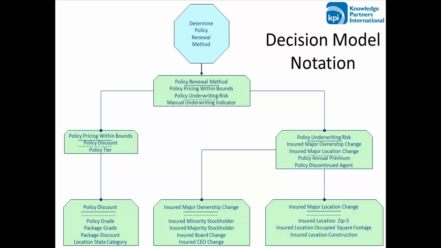Another point to think about is if we were to deliver this as a service, the determine policy renewal method service would simply obtain as input all of the values underneath the dotted line in all of these rule families. So it would need the manual underwriting indicator, the policy tier, the policy grade, package discount. Those are all the things you would feed into this decision model service, and out of it would come the policy renewal method.